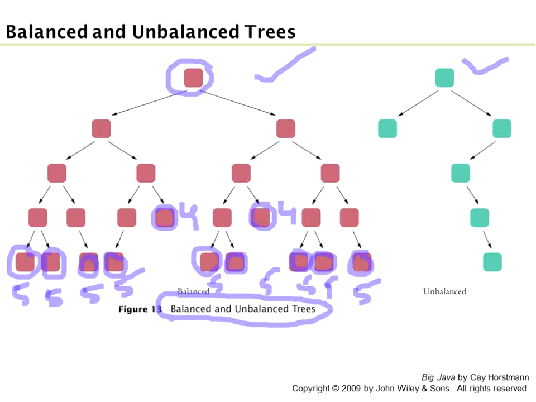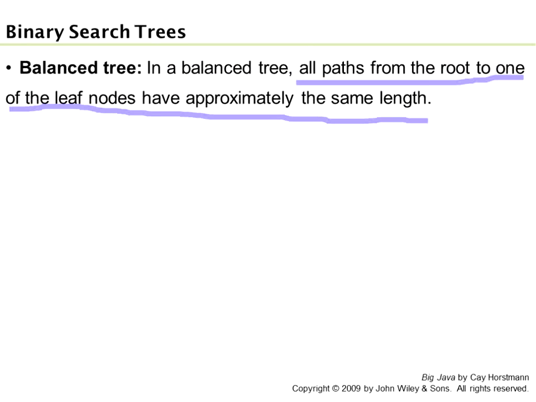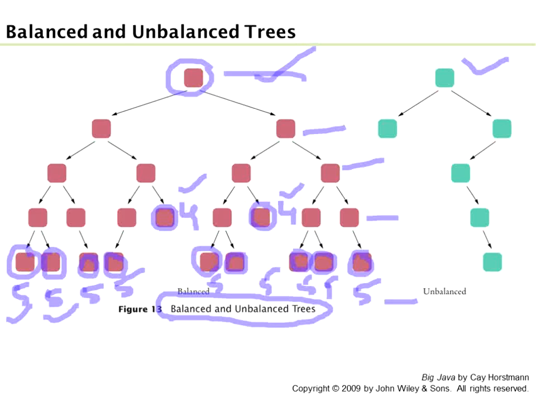Now this is level 1, level 2, level 3, level 4 and level 5. Now the leaf nodes which are at level 4 have the same length. Similarly, the leaf nodes which are at level 5 have the same length. As you can see in this definition, all paths from the root to one of the leaf nodes have approximately the same length. So this is a balanced tree.